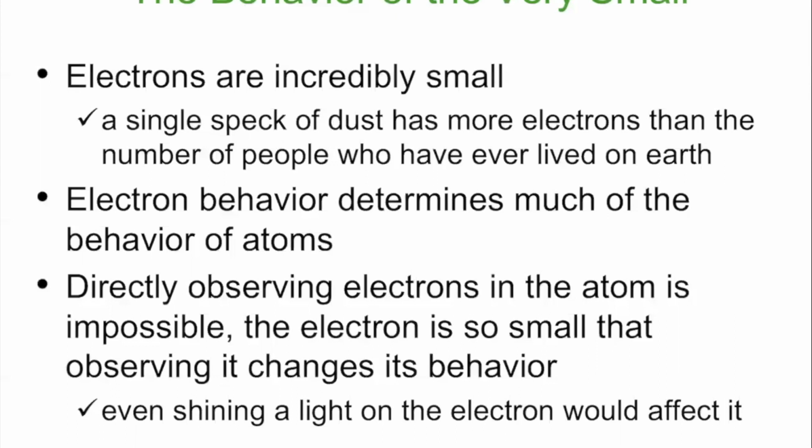We are not going to directly observe the electron. It's impossible. They are very, very small. However, what we're going to see is the behavior that takes place. Even if we shine light on the electrons, we're going to see that something takes place. So we're going to be looking at the behavior that takes place when we do things to the electrons as we try to study them.